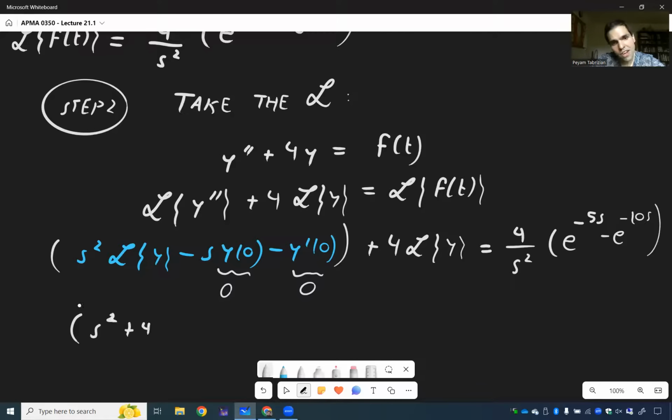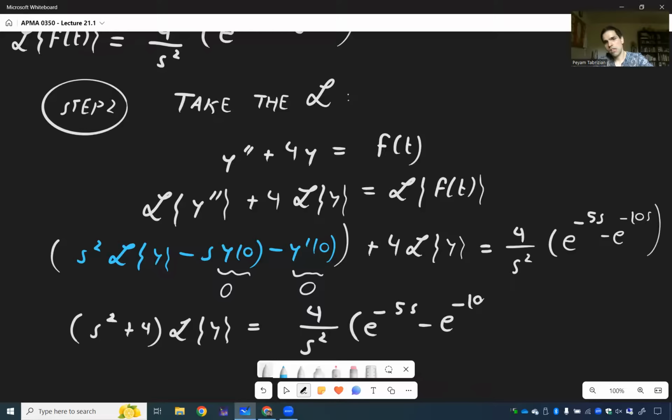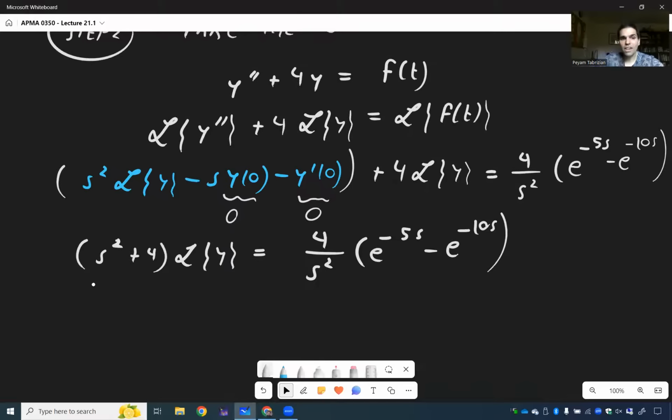s squared plus 4 L of y equals 4 over s squared, e to the minus 5s minus e to the minus 10s. And again, sanity check. What is s squared plus 4? It's precisely the auxiliary equation.